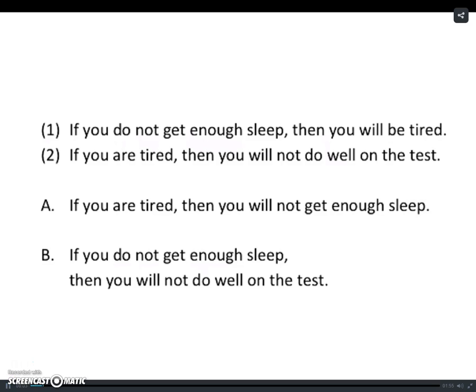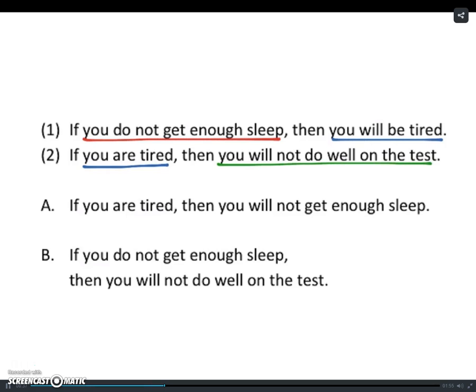Okay, so this is our next example, and you're going to notice we actually have two examples here that we're going to be looking at. And so, first of all, we've been given two sentences. Okay, so we want to identify the hypothesis and conclusion in each, and we're trying to see on this one if there's any overlap. So this says, if you do not get enough sleep, so that's our hypothesis, then you will be tired. Okay? If you are tired, so look, there's our overlap, then you will not do well on the test. Okay? So we're trying to decide which of these would be a valid conclusion.